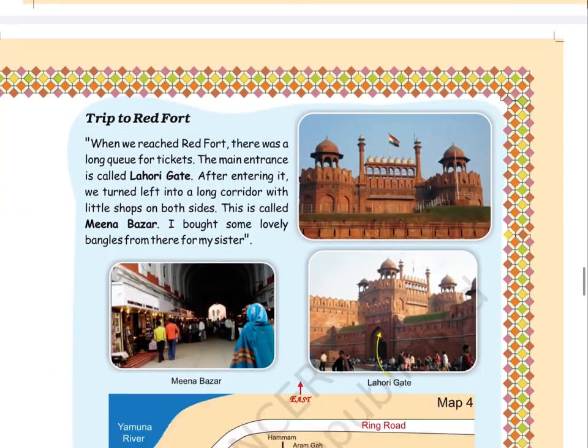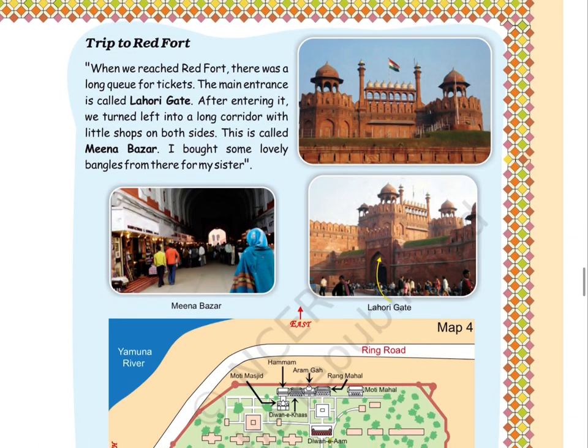Page 117. Trip to Red Fort. When we reached Red Fort, there was a long queue for tickets. The main entrance is called Lahori Gate. After entering it, we turned left into a long corridor with little shops on both sides. This is called Meena Bazar. I bought some lovely bangles from there for my sister.